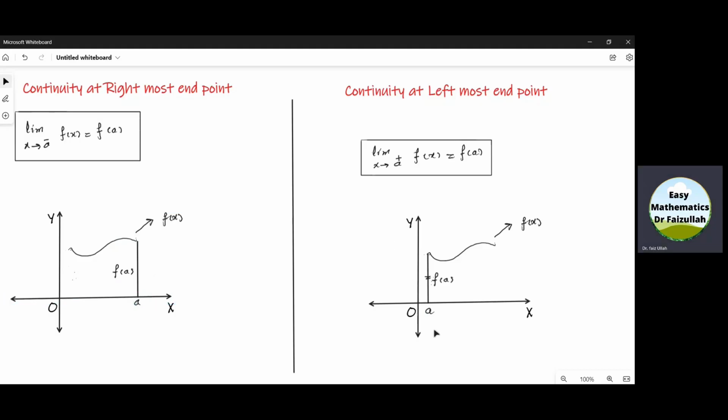On the other hand, if a is the leftmost endpoint, then there is no graph at the left hand side of a. The graph is only on the right hand side of a. So we can take the right hand limit of that function at x is equal to a. And if the right hand limit is equal to f of a, we will say that the function f of x is continuous at a point x is equal to a.